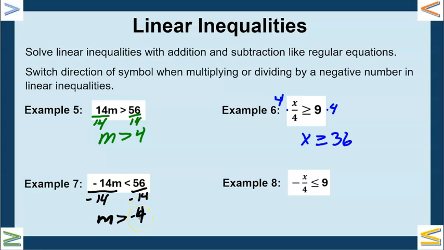Now you might wonder, why are we flipping the symbol? Well, if we didn't flip the symbol and we just said m was less than negative 4, I would pick a number that's less than negative 4, such as negative 5. If I did negative 5 times negative 14, that would give me a positive 70. Positive 70 cannot be less than 56, so that would not make the original inequality true. So I have to flip the symbol because of the negative.